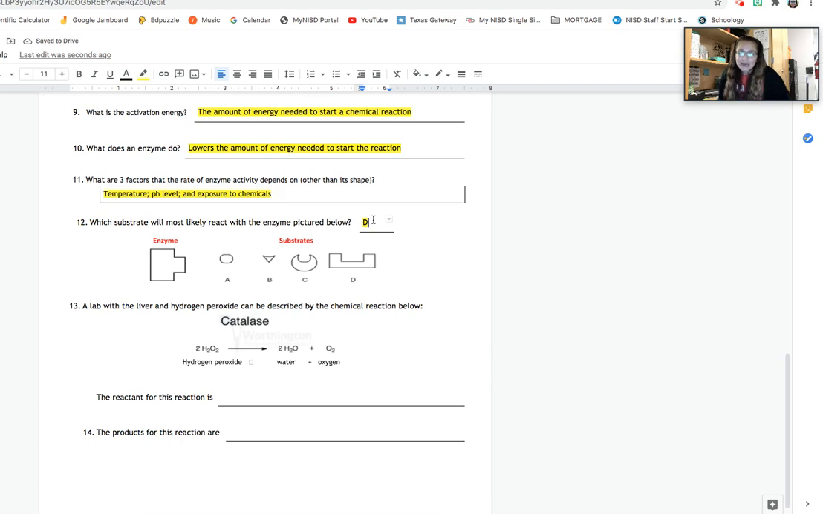Number 13, a lab with the liver and hydrogen peroxide can be described by the chemical reaction below. The reactant for this reaction is, well, remember, reactants start the chemical reaction. So this is going to be the hydrogen peroxide. The products for this reaction, remember, the substrates turn into products. So the products are going to be water and oxygen.